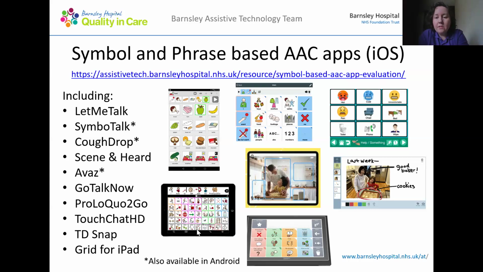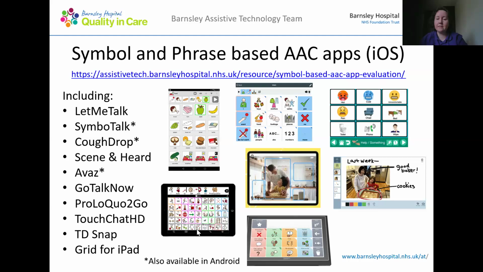Go Talk Now, which is on the very top right, lets you make your own communication boards. This is an example template. It comes blank, but you can make your own. It's a really nice app for people who would benefit from something like Let Me Talk and Symbo Talk, where they may benefit from just a few categories.